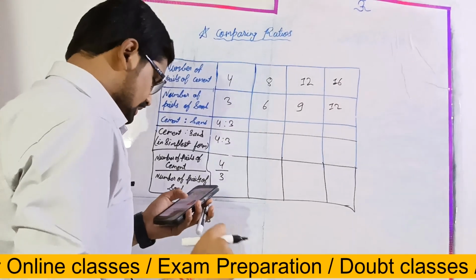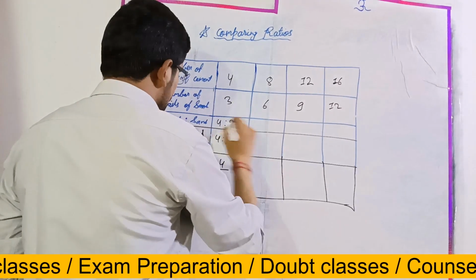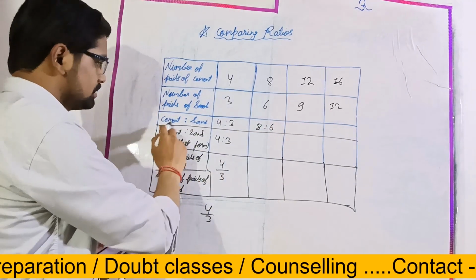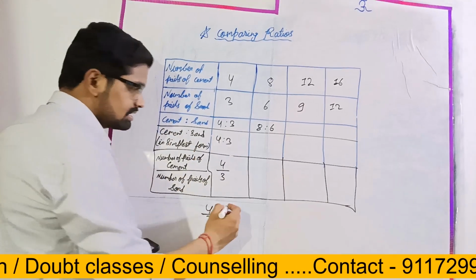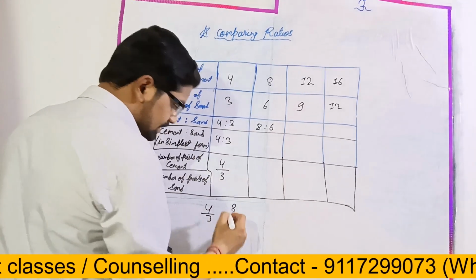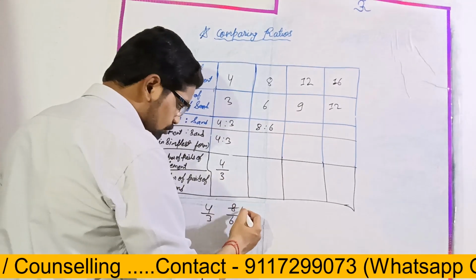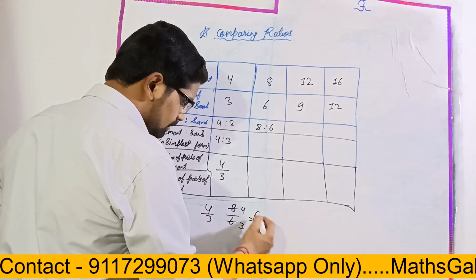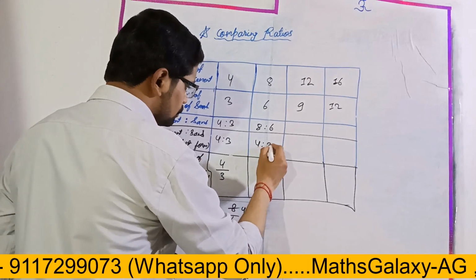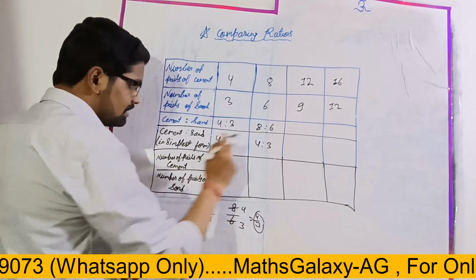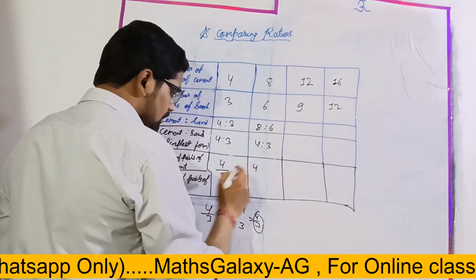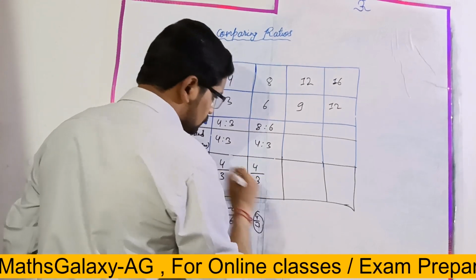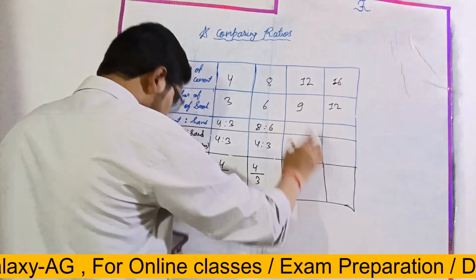For the second one, the ratio will be 8:6. Now come to the simplest form. 8 by 6, 2 is the common factor. 2 fours are 8, 2 threes are 6. Now there is no common factor, so it will be 4:3. So the number of pails of cement is 4 and the number of pails of sand is 3. Can you do these two?